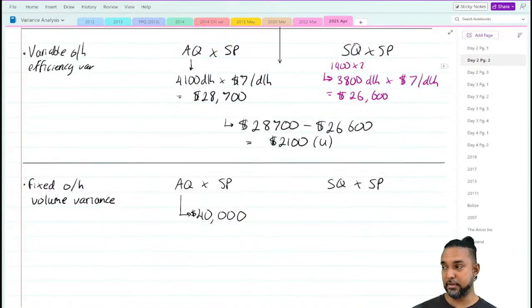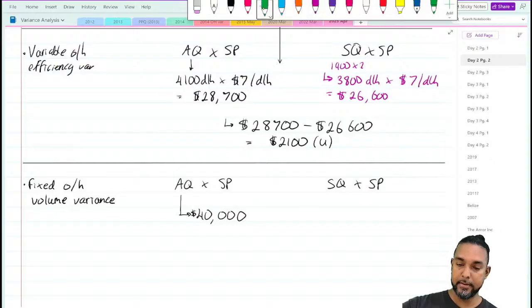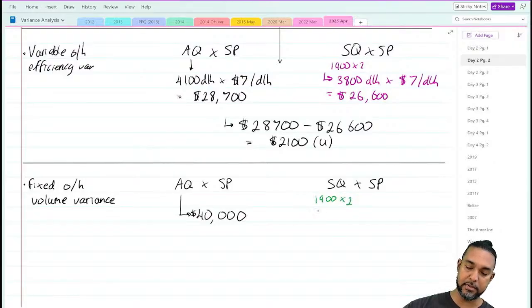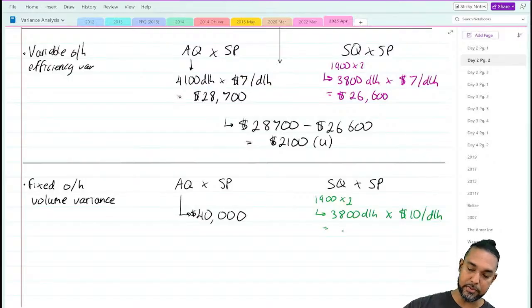So the only thing that's going to differ between the working we just did and the working we're doing now is that we're just changing the rate. So the standard quantity of labor hours, remember, because that's how we apply overheads, they apply based on the number of direct labor hours. So again, it's the same 1900 units by 2 hours per unit. That's 3800 direct labor hours. We're multiplying it now by $10 per direct labor hour. That's going to give us $38,000.